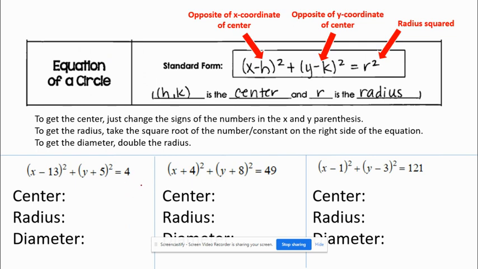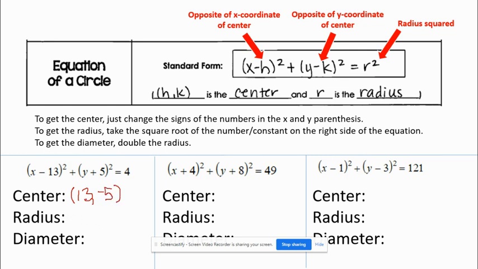All right, the last thing you're going to have to do is you're going to be given the equation of the circle, and you're going to have to find the radius, the center, and the diameter. So we're going to go through that process with 3 different problems. So the center is really simple. All you do is take the number that's in the equation and put its opposite. So the opposite of -13 would be +13. The opposite of +5 would be -5.